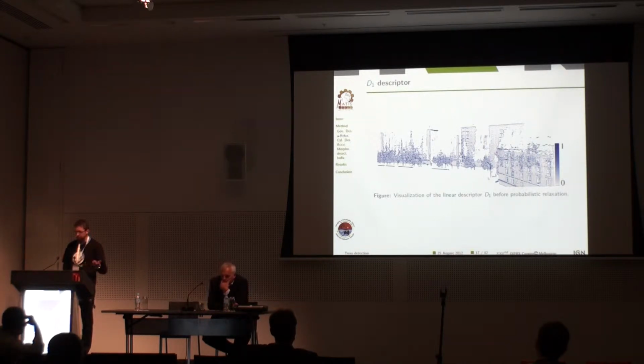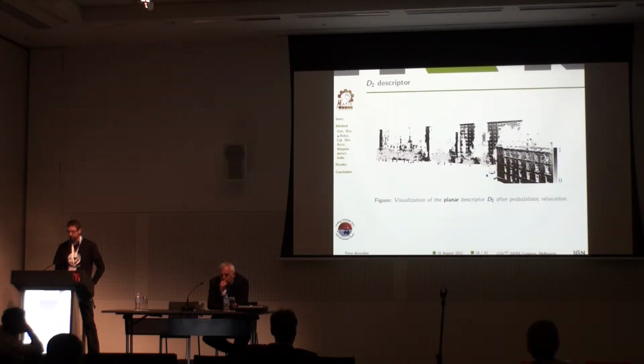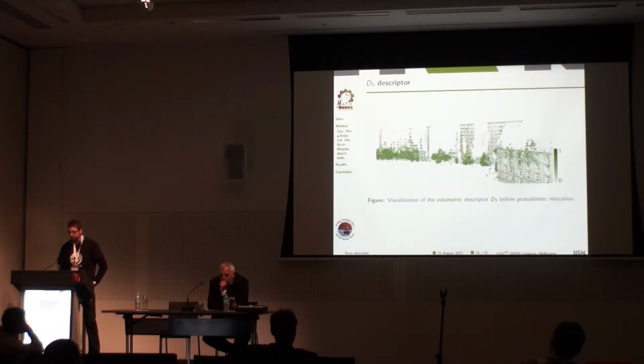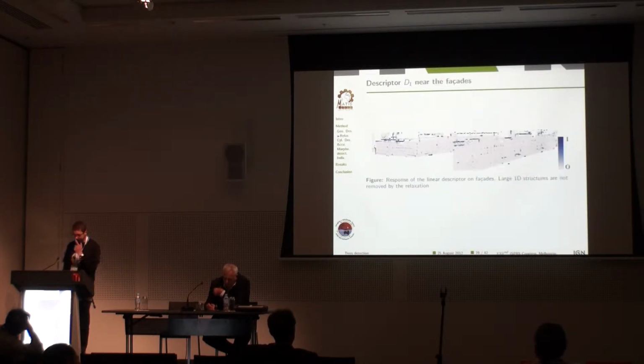So this is the result, for instance, on the linear descriptor. This was the version before relaxation, and after relaxation, you see that the neighborhoods have been homogenized. The parts where you would have random responses tend to vanish. So this is the result on the planar descriptor, and this is the result on the volumetric descriptor. You see that you get rid of most of the problems over the facade, and you get probabilities that are much more localized.